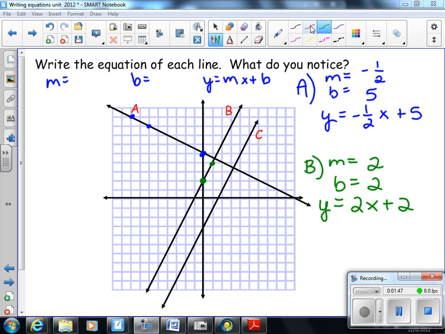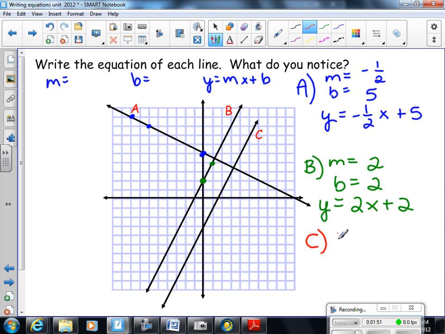All right, now let's look at line C. The slope is, oh, it's the same thing, slope of 2, and the y-intercept is negative 3. Your equation is y equals 2x minus 3. Okay, now what do you notice about these lines? Which 2 are parallel? Okay, B and C are parallel.